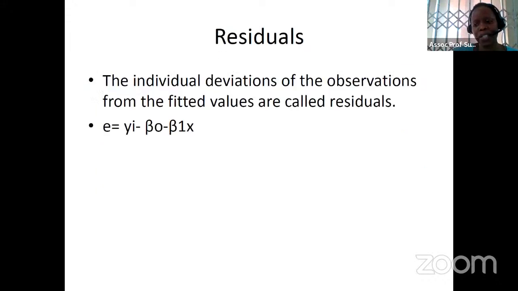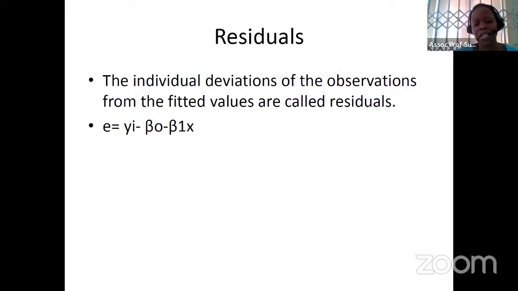Let us look at the residuals. In the chart, any query? Okay, you seem to be fine. Any problem in the chart? Okay, let's continue.